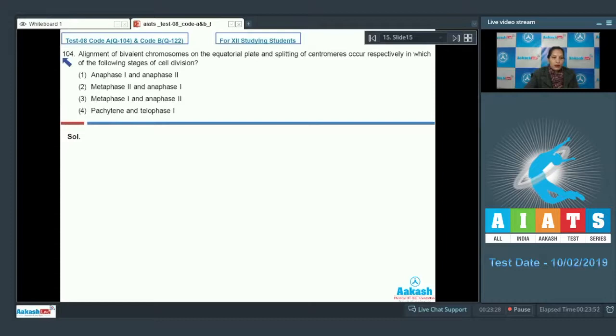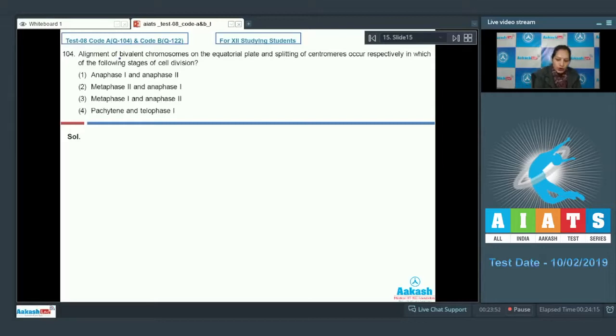Question number 104. Alignment of bivalent chromosomes on the equatorial plate and splitting of centromeres occur respectively in which of the following stages of cell division? First option, anaphase 1 and anaphase 2. Second, metaphase 2 and anaphase 1. Third, metaphase 1 and anaphase 2. Fourth, pachytene and telophase 1.